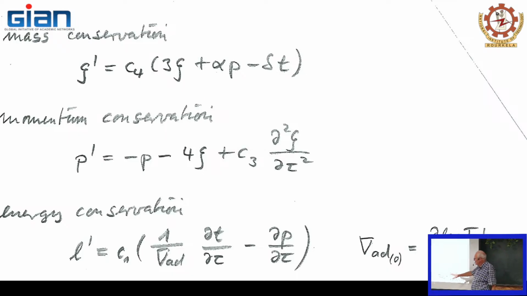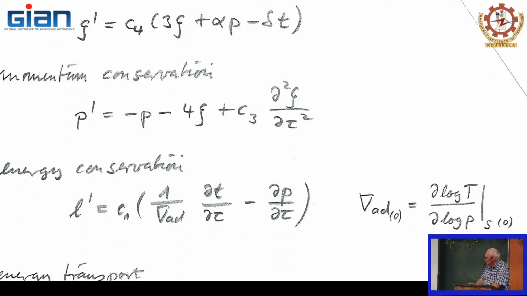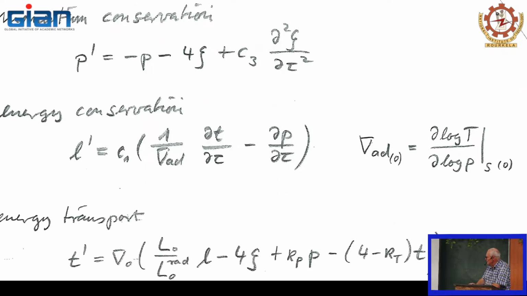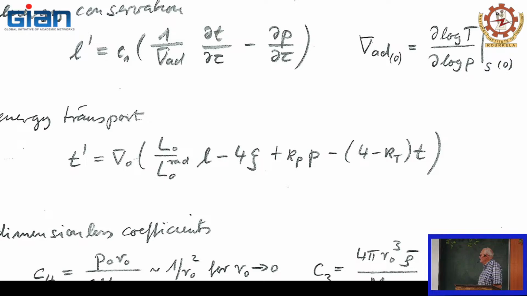So this is the energy conservation equation where we have dropped the epsilon terms. This would have been the only place where the epsilon term would occur. Then most important is the energy transport, which is given in terms of the derivative of the relative temperature variation. This is given by nabla naught, the value characterizing d log T by d log P for our actual stratification within the star.